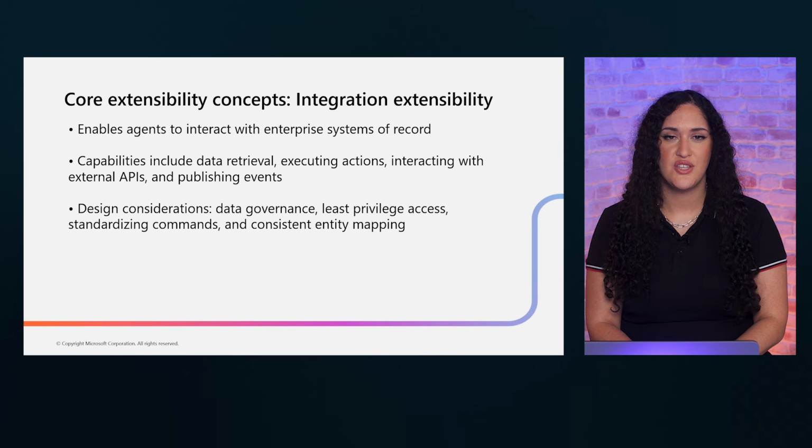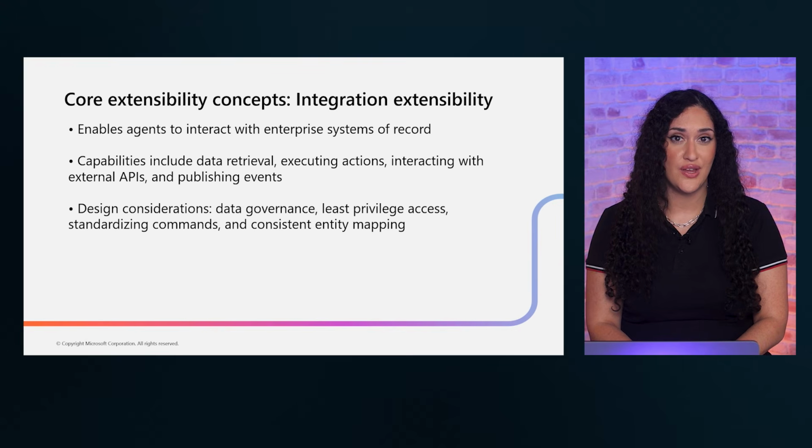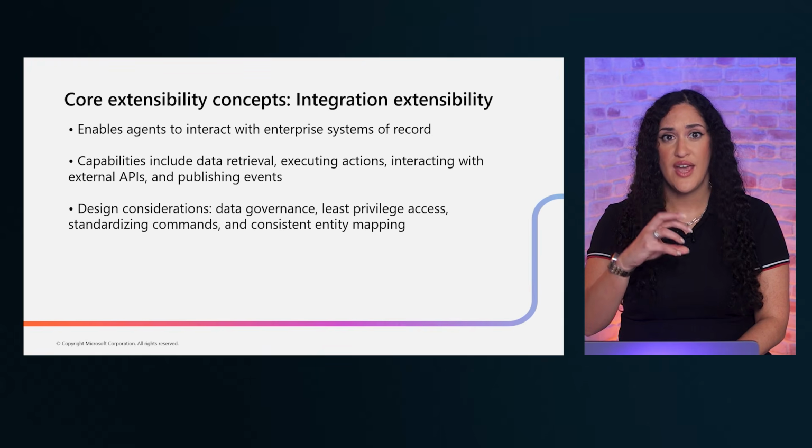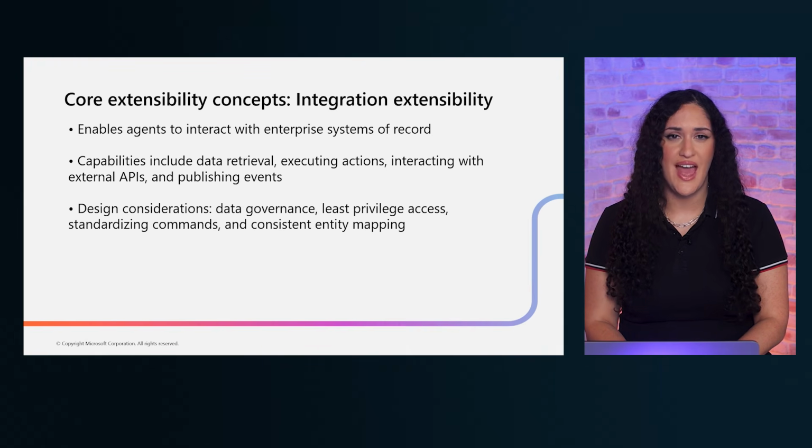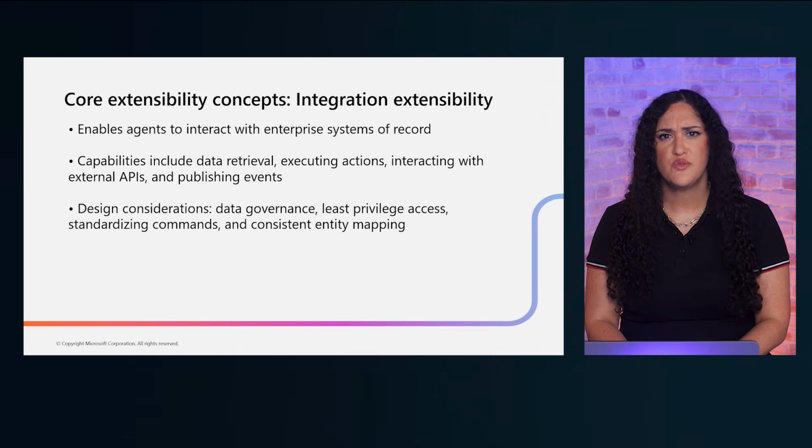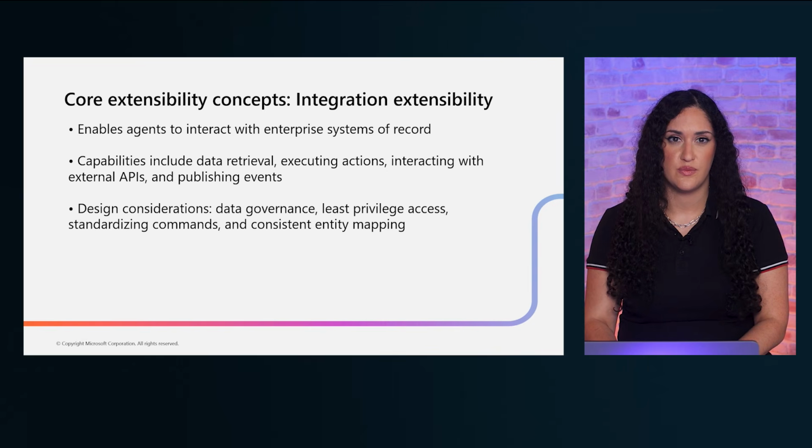Integration extensibility makes agents truly enterprise-grade. Your agents need to interact with systems of record, execute actions through Power Automate, interact with external APIs, and publish events. But here's where we need to earn our keep. You must consider data governance, least privileged access, standardized commands, and consistent entity mapping. Create an integration catalog documenting every external system, the data accessed, and permissions required. This becomes your security and compliance foundation.